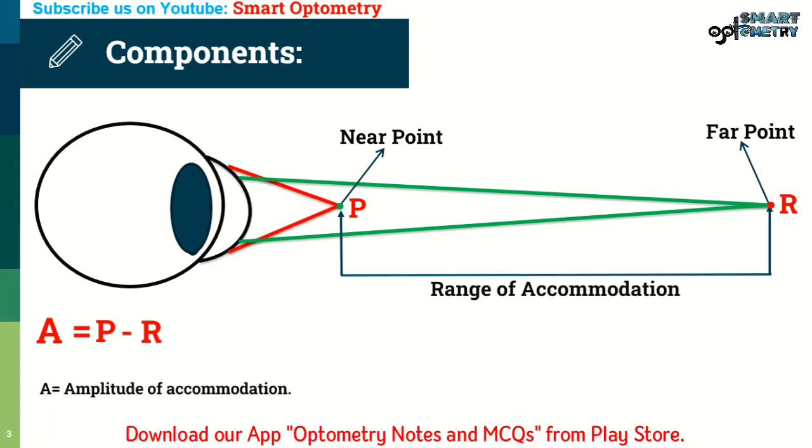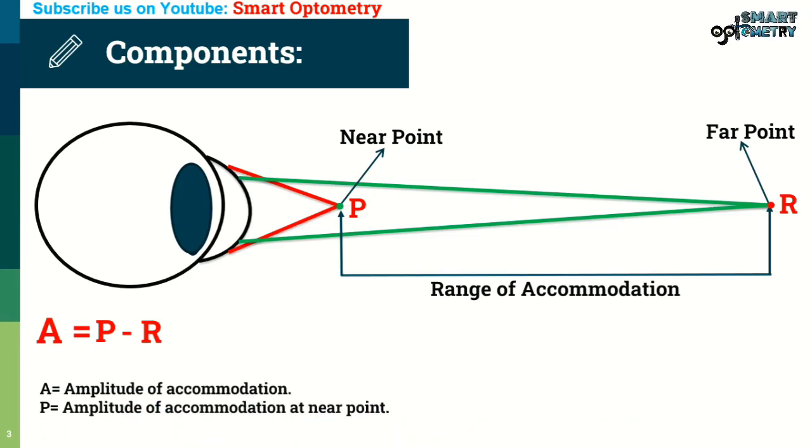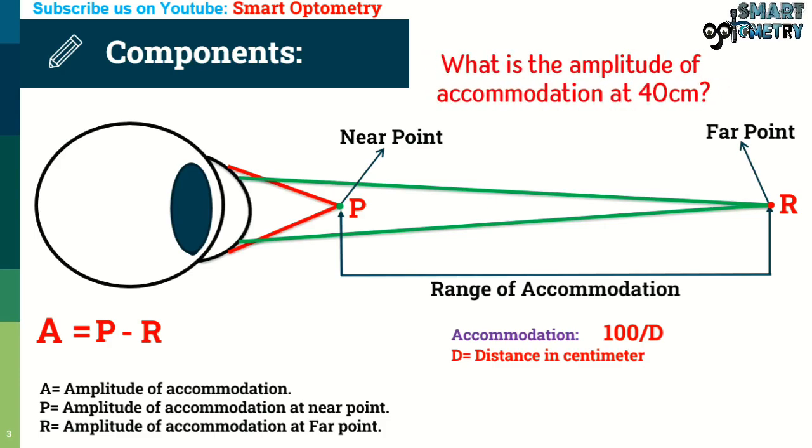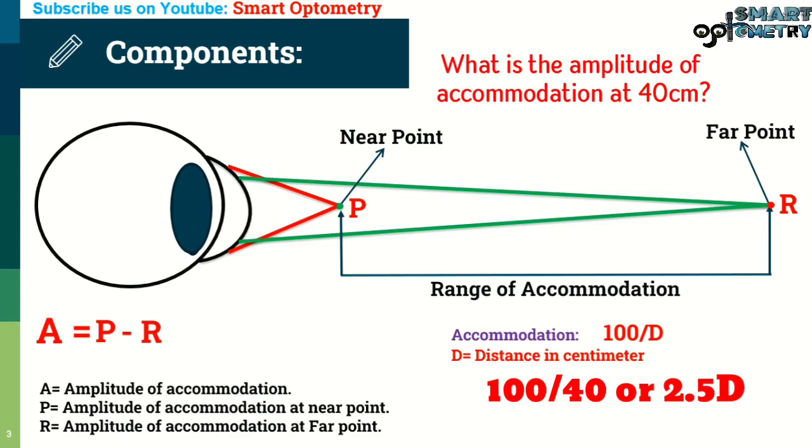Here A is equal to amplitude of accommodation, P is equal to accommodation at near point, R is equal to accommodation at far point. At a specific distance, amplitude of accommodation can be identified by using the formula 100 divided by D. Here D is equal to distance in centimeters. Let's understand this with an example. If we want to identify amplitude of accommodation at 40 centimeters, then according to the formula, the amplitude of accommodation should be 100 divided by 40 or 2.5 diopters.